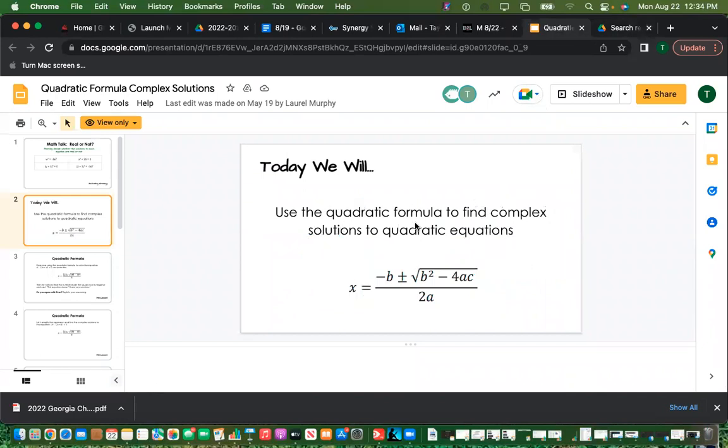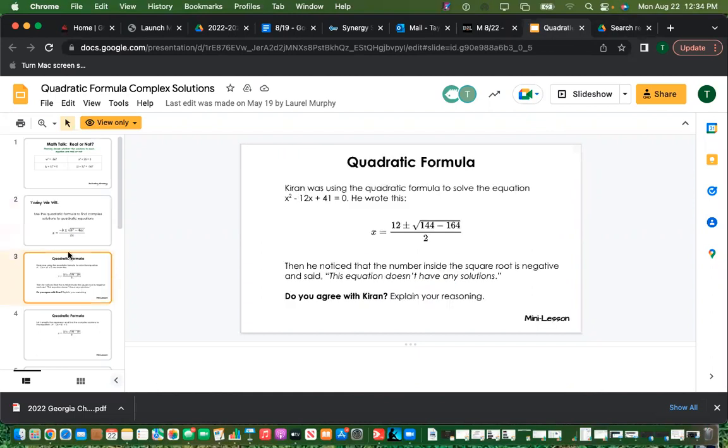So, all right, let's go ahead and talk. So today we're going to talk about the quadratic formula to find complex solutions to quadratic equations. Okay. I don't know how to pronounce this guy's name. Was using the quadratic formula to solve the equation. He wrote this. He noticed that the number inside the square root is negative, and then he said, this equation doesn't have any solutions. Do you agree with him?